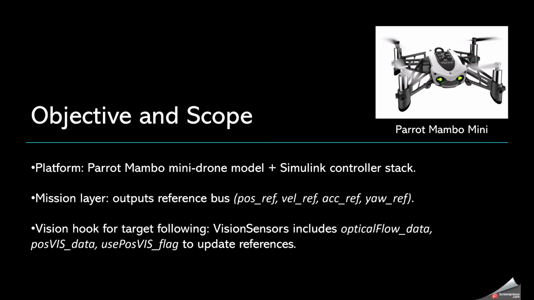The mission layer outputs reference signals: position, velocity, acceleration, and yaw. I also include a vision hook for target following, which is an optical flow, and a vision based position signal can update the references when enabled.